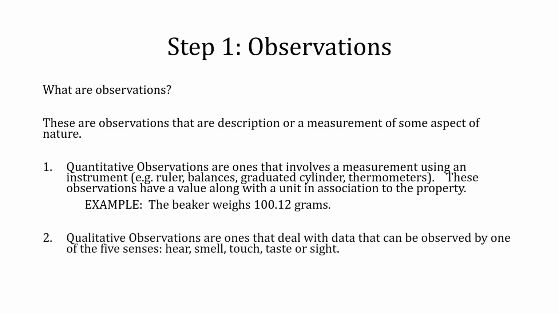2. Qualitative observations are ones that deal with data that can be observed by one of the 5 senses: hear, smell, touch, taste, or sight. An example is the leaves are pointy and sharp.